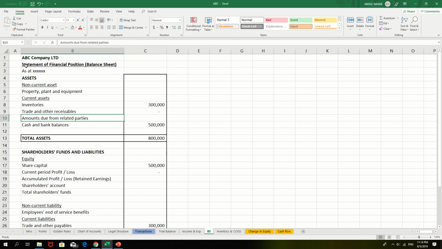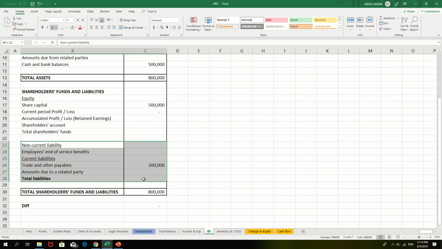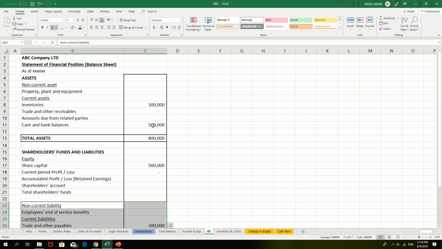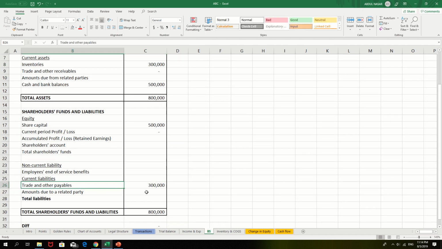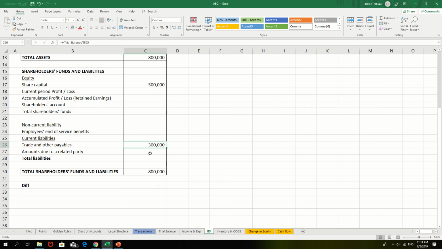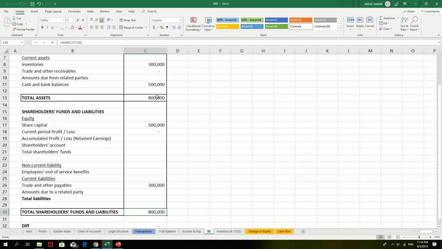Up to this, these are assets, and here you can see capital and equity, and here you can see liabilities. The 500,000 is cash and bank balances, and share capital is also 500,000. In the second entry, we got an inventory of 300,000. At the same time we got a liability, payable to a.com, 300,000. So our assets and liabilities tallied, balance sheet done.